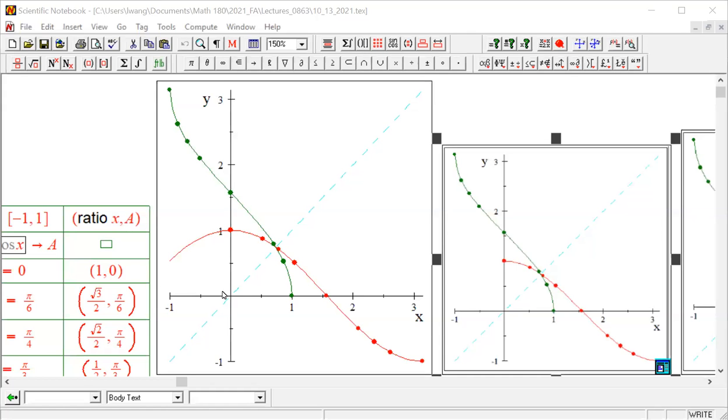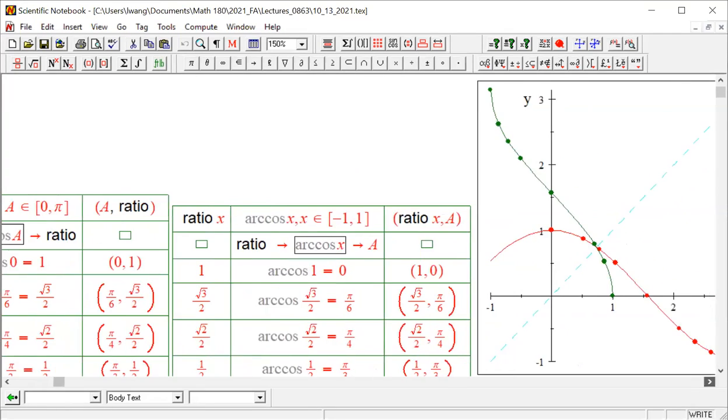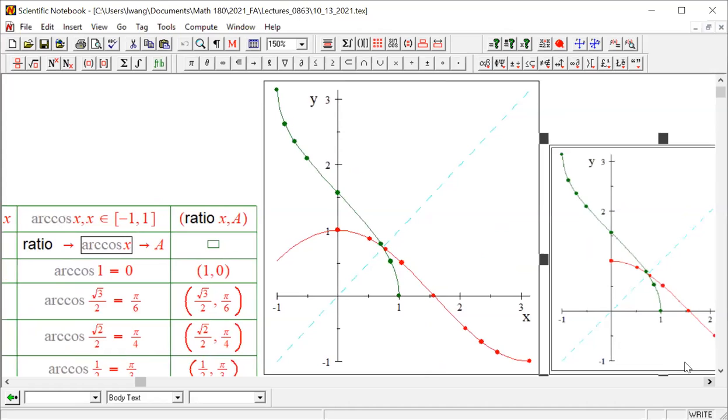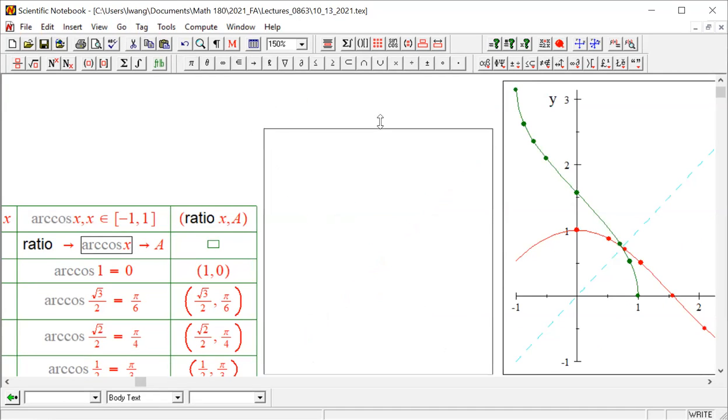Okay, recording. So yesterday we made some more studies about ArcCosine and its inverse. In our discussion, this is the reason I want you guys to plot these points. I want you guys to have a sense about the graph, because these two are related. These two are related, right?